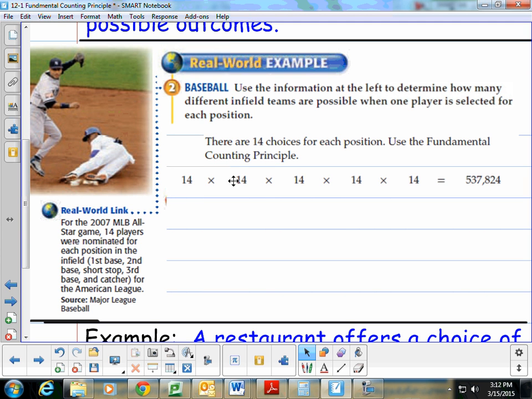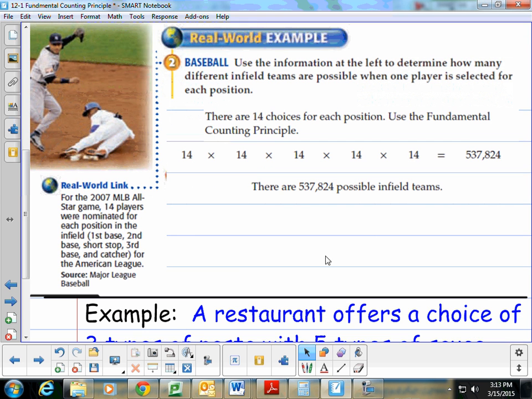So we did 14 times 14 times 14 times 14 times 14 because first base has 14 player options, second has 14 options, the shortstop has 14 options, the third base has 14 options, and the catcher has 14. So you multiply all of those together instead of making a tree that says first base and then so on and so forth. And so what that means is there are 537,824 possible infield teams. So that is a lot of different combinations for individuals.